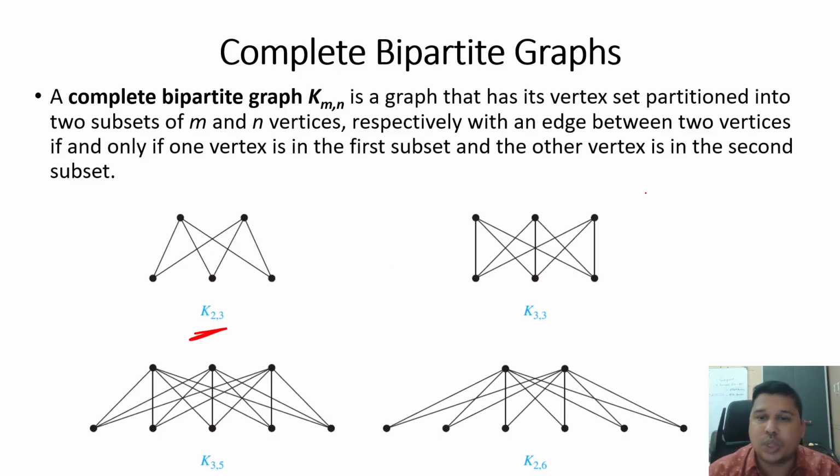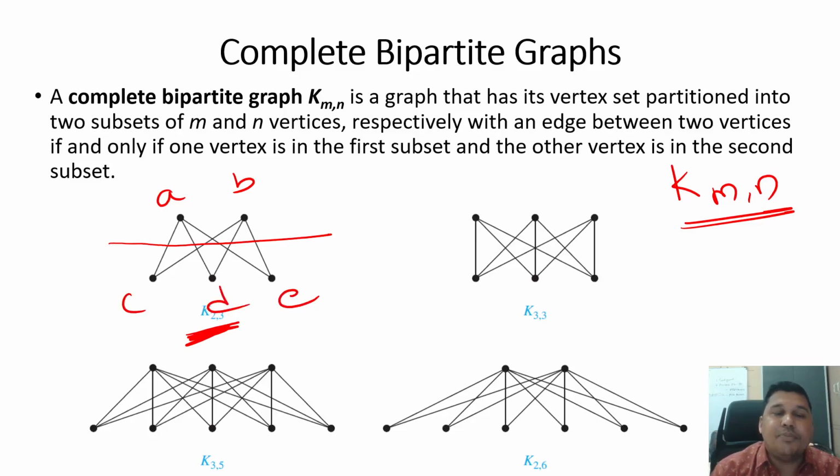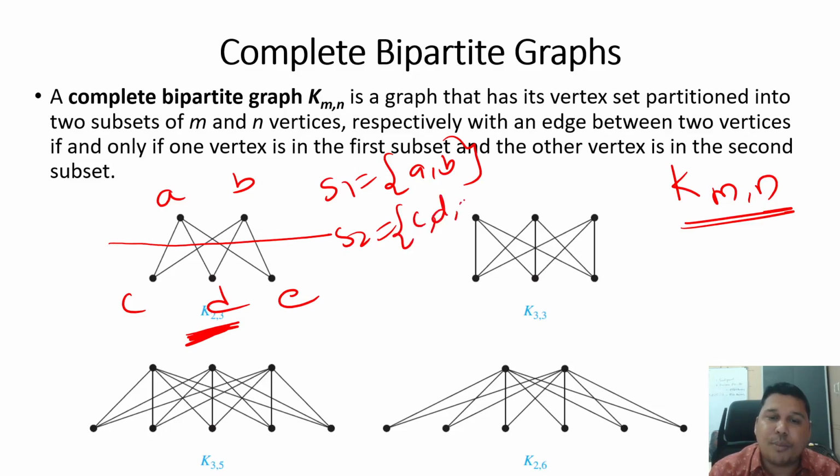See this K23, it is denoted with the term Km,n. Complete bipartite graphs are represented like this, K m n. You see, I have a K23 graph. I can partition this graph like this. Let me give some names, A, B, C, D, E. So, I am able to form two sets of vertices. What is set 1? It contains A, B. And what is set 2? It contains C, D, E.